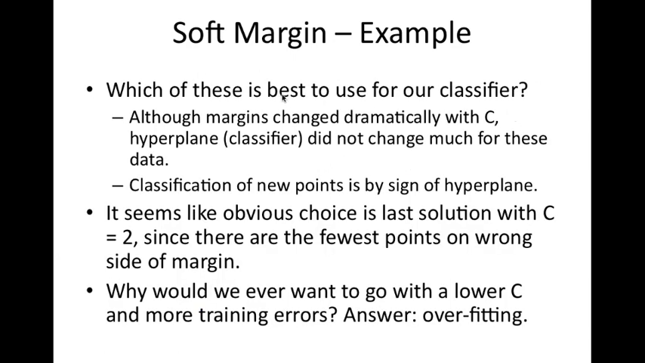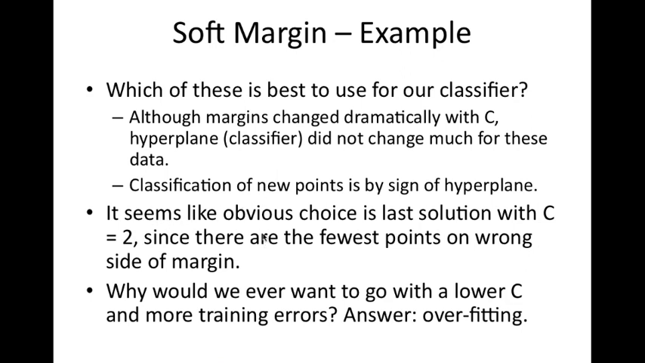So which of these is the best to use for our classifier? Although the margins changed dramatically with C, the hyperplane, the classifier, didn't change very much. That's what we were just talking about. The classification of new points is given by the sign of the value of the hyperplane if you were to plug in the new x values of a new observation.